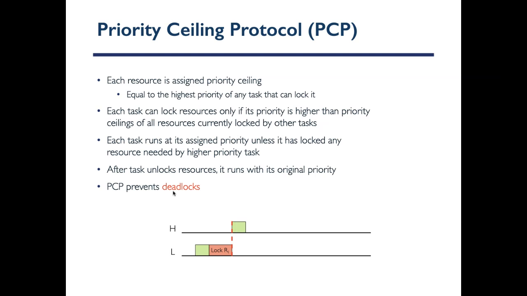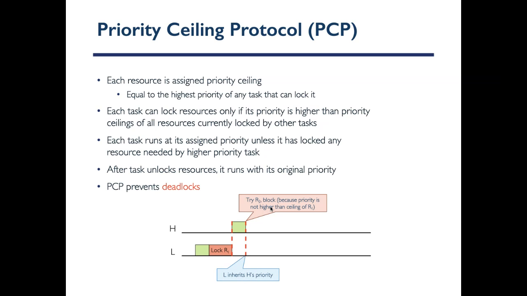Now, at this point, H comes. Now, H wants to lock R2, but then the ceiling of R2 is H because R2 is used by H, so its ceiling is H, and H priority is not higher than H. It's equal to H. So because it's not higher, we're not going to allow H to lock this resource. So we're going to go back to L.